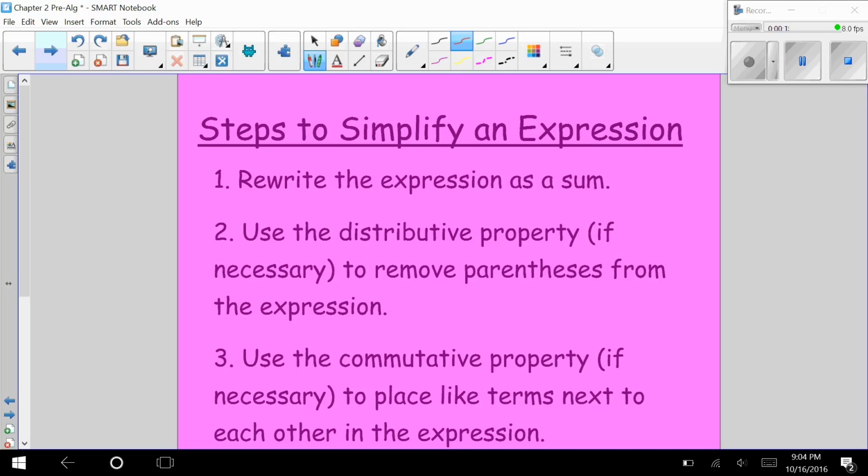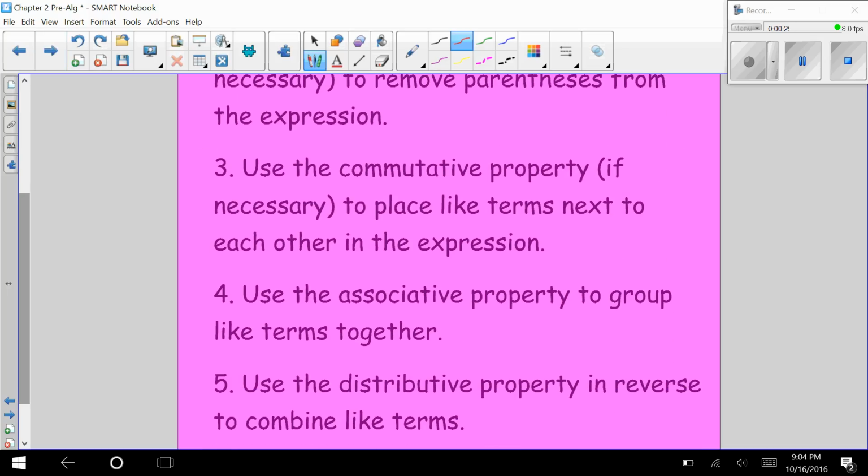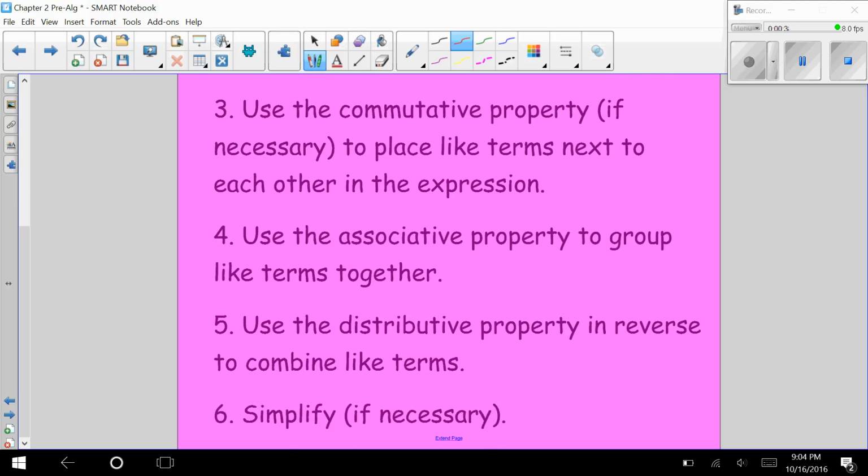Step 1 is rewrite the expression as a sum. Remember, we want to change any subtraction into adding the opposite. Step 2 is use the distributive property, if necessary, to remove parentheses from the expression. Step 3 is use the commutative property, if necessary, to place like terms next to each other in the expression. Step 4, use the associative property to group like terms together. Step 5, use the distributive property in reverse to combine like terms. And step 6 is simplify if necessary.